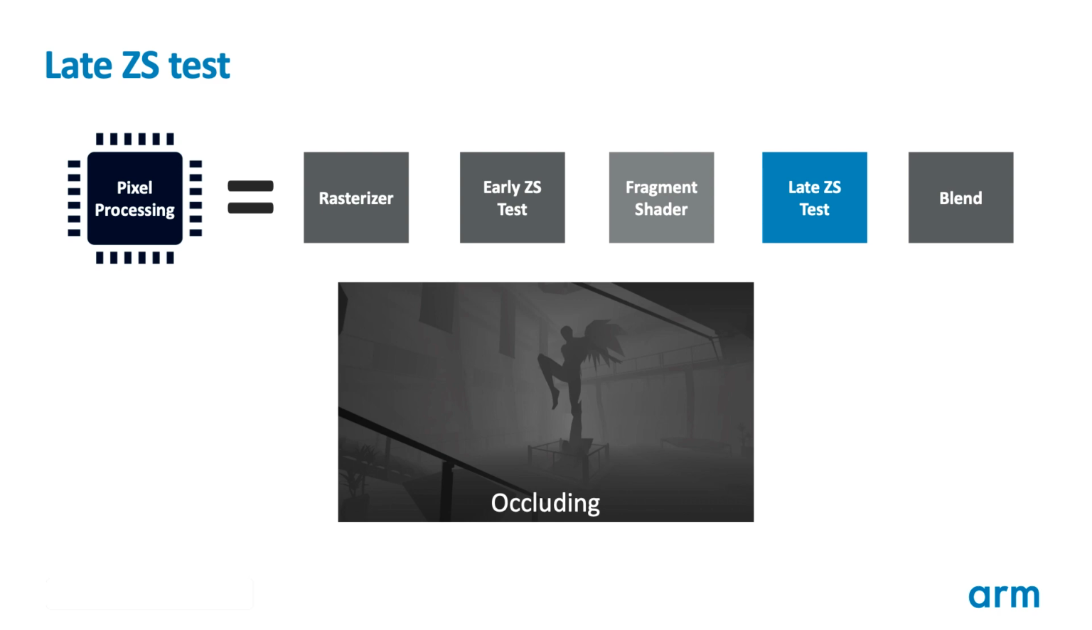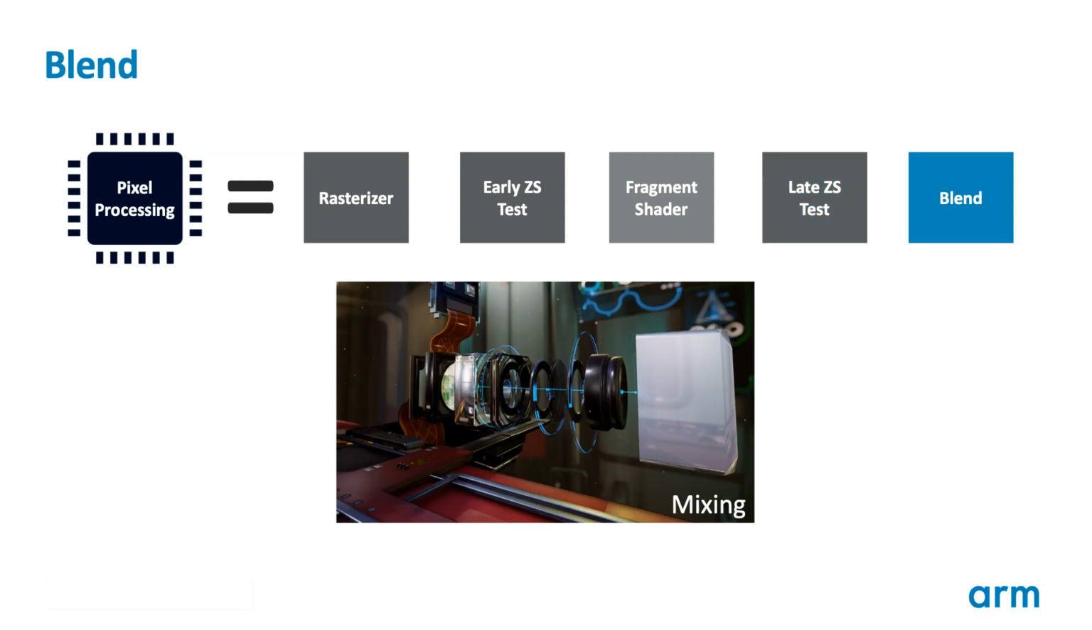The late ZS test happens after fragment shading, and handles all of the depth and stencil test and update that could not be processed early. Killing things after fragment shading is expensive, so applications should aim to minimize the amount of late ZS testing happening. The blend stage is a fixed function stage which handles blending any transparent pixels into the frame buffer, based on the application's requested blend function.